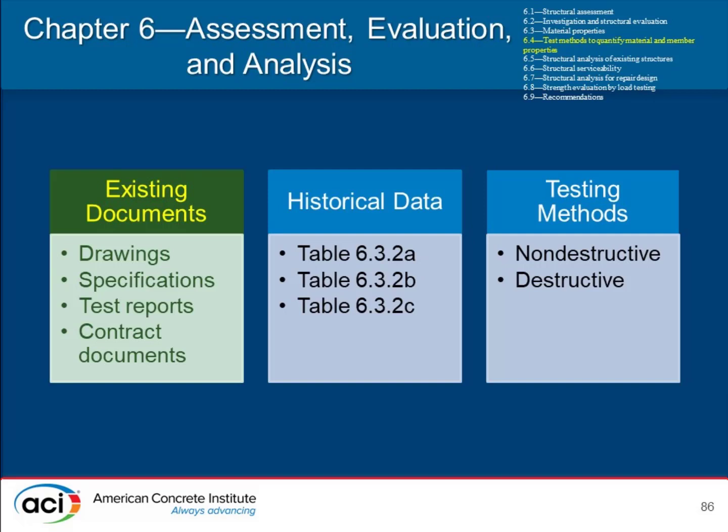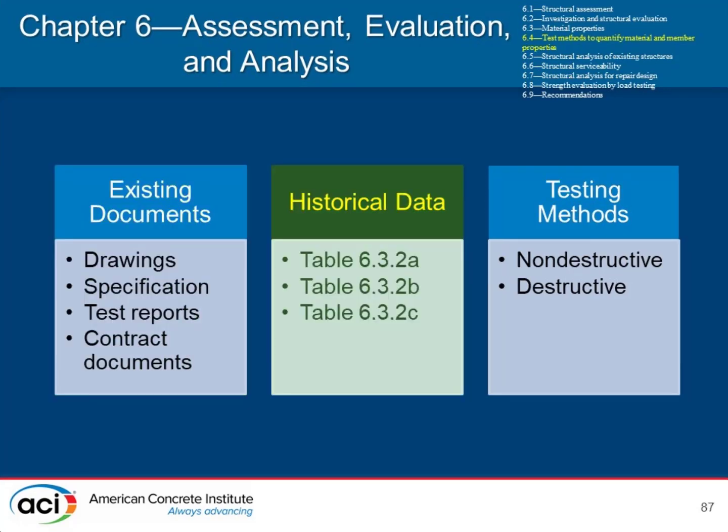So this slide details the first option a little bit more. The material properties provided in original construction test reports or material test reports shall be permitted to be used, that's code language, unless deterioration that affects the performance has occurred. If you're going to use historical data based on the date of construction, you'd probably be doing that if you don't have existing documents that have material strength data in them.